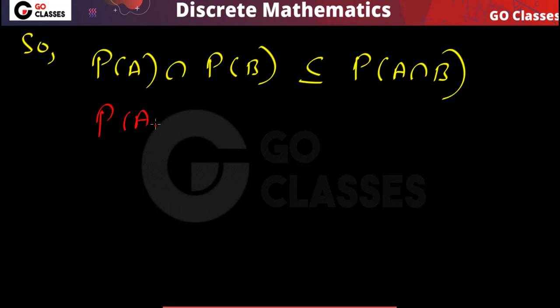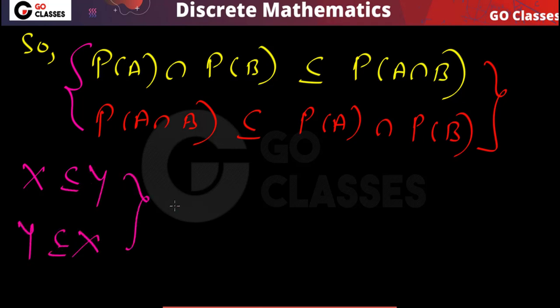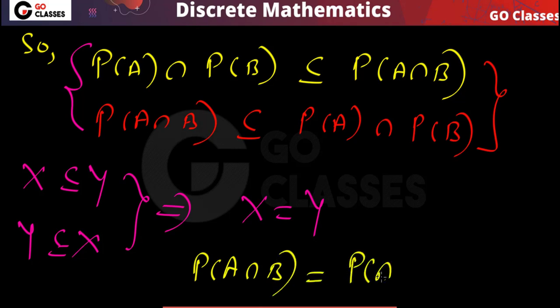We have also seen that the power set of A intersection B is a subset of the power set of A intersection the power set of B. And from these two I can say, it's like this: X is a subset of Y and Y is a subset of X. So from these two I can say that X is equal to Y. So this is the idea. So I can say that the power set of A intersection B is equal to the power set of A intersection the power set of B. So this is the proof.